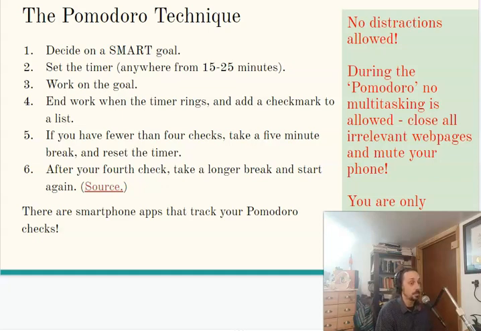Pomodoro is Italian for tomato because the person that came up with it was using a little kitchen timer in the shape of a tomato. So you decide on your SMART goal, and then you set a timer, anywhere from 15 to 25 minutes, whatever your attention span allows you to do. And then for that 15 minutes, you do nothing but work on the goal. No distractions allowed. No multitasking. Close everything that's irrelevant. Mute your phone.